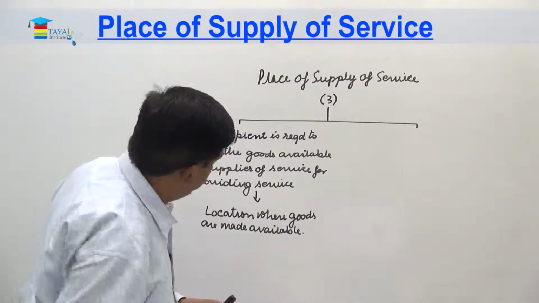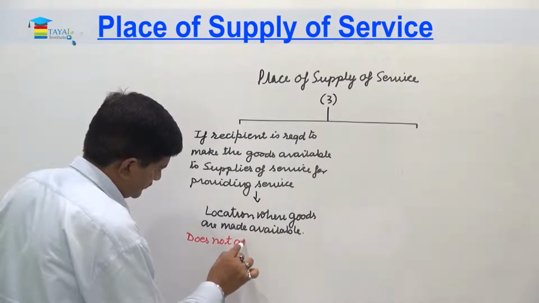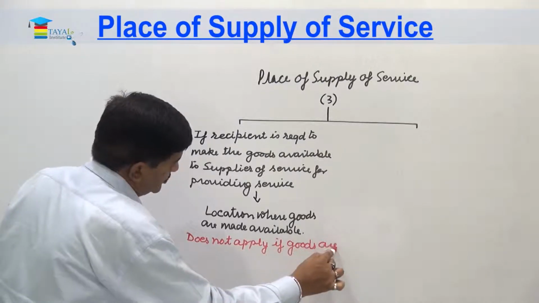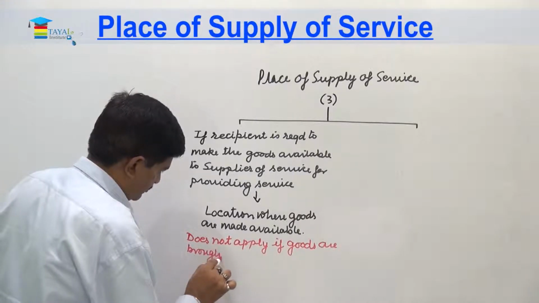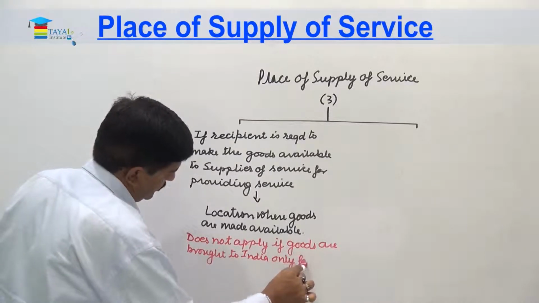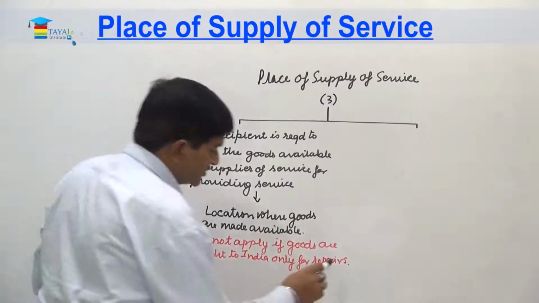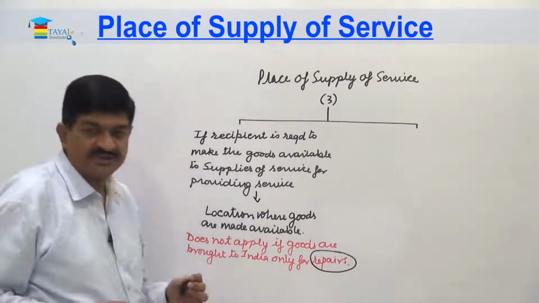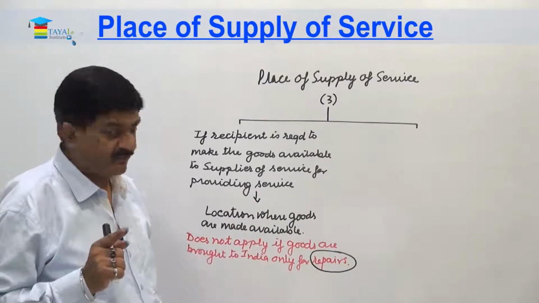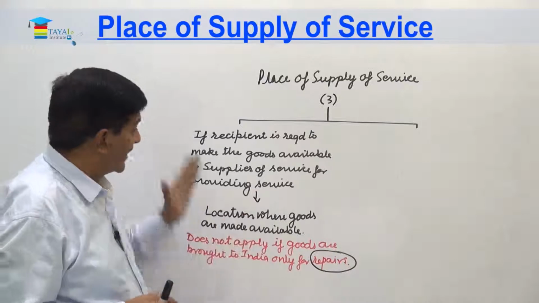But if you see something more therein, that says it doesn't apply if goods are brought to India only for repairs and not for use, right? So this is important. I gave you the example of the endurance test of the vehicle. In that case, this is not applicable. This is only for the purpose of repairs, right? And if it is for the repair, then those goods are not going to be used in India. So this doesn't apply.